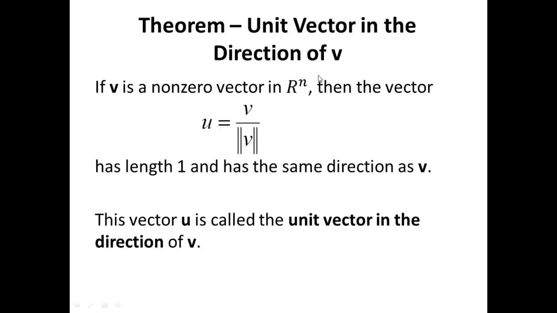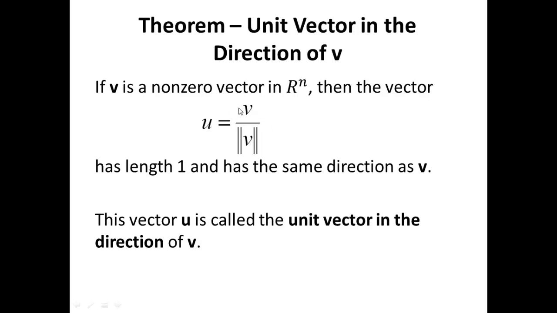Theorem, unit vector in the direction of V. Let V be a non-zero vector in Rn. Now define another vector U by V divided by the norm of V. Then the vector U has length 1 and has the same direction as V. Of course, if you take the norm of U, that will be the norm of everything on the right hand side, which will be the norm of V divided by the norm of V, and that equals 1.